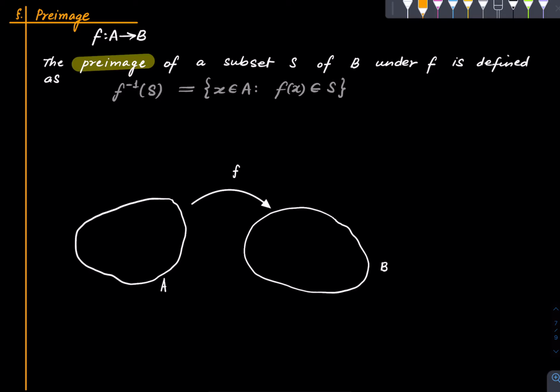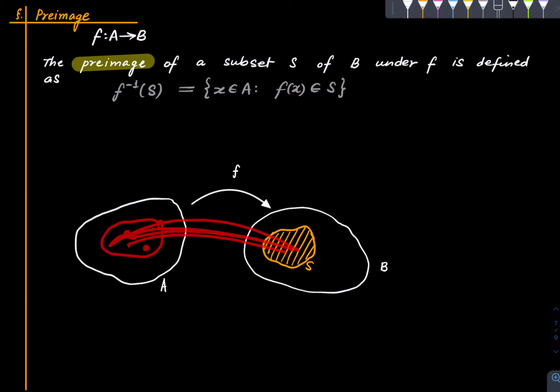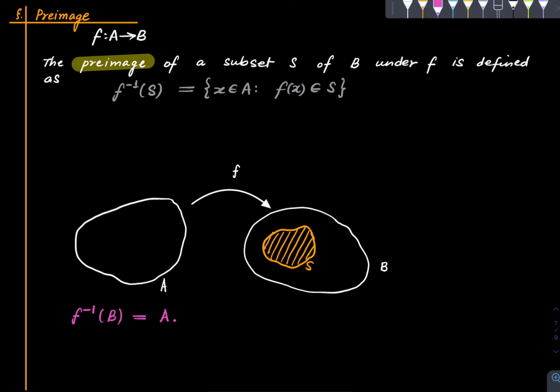What is happening in pictorial terms is that you have some subset S of the set B. What you're asking is, what are all the points in the domain of f which, when f is applied, land in something in S? That's all. Okay. Just as a piece of exercise, verify that f inverse of the target is the domain. It's a trivial statement, but anyway.